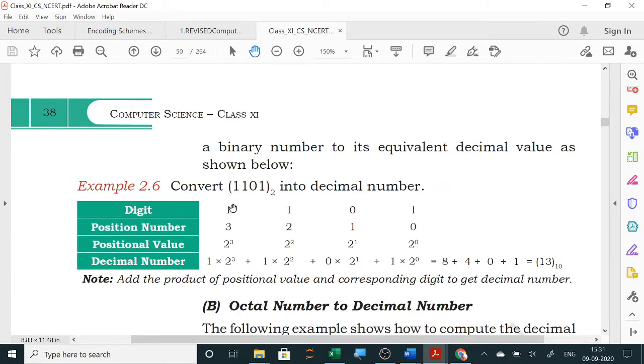The number is given as 1101 in binary and we have to convert it into decimal. So we note down all the digits. The position for the integer part is from right to left: 0, 1, 2, 3. The positional values are 2 to the power 0, 2 to the power 1, 2 to the power 2 and 2 to the power 3. Now we multiply these positional values with the digits. So here you will get 8 plus 4 plus 0, so we will skip this, plus 1. So the answer is 13. So this is in decimal.